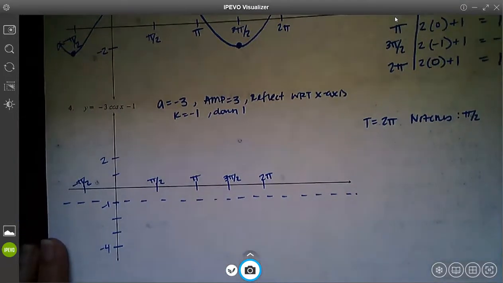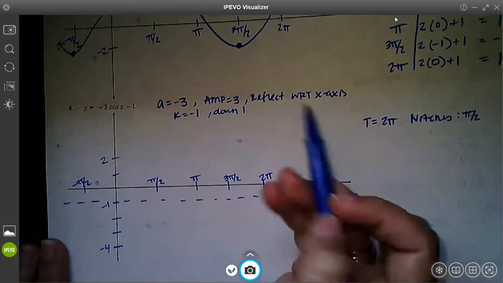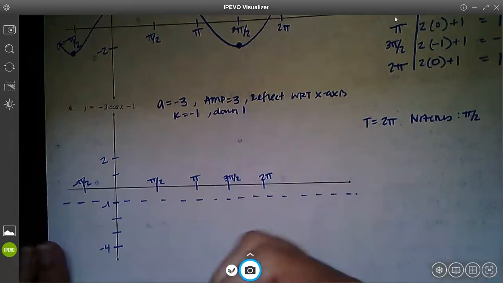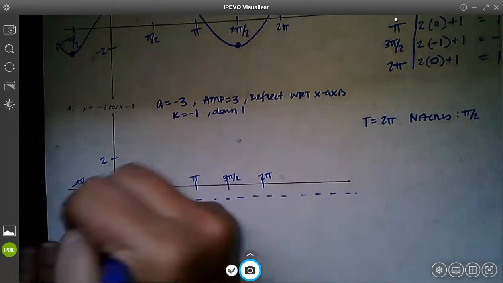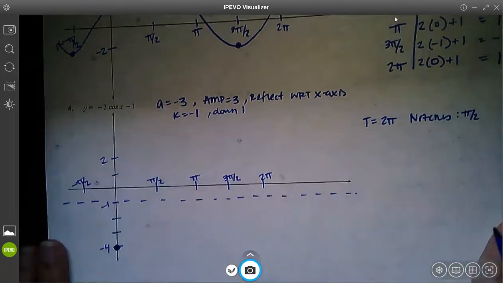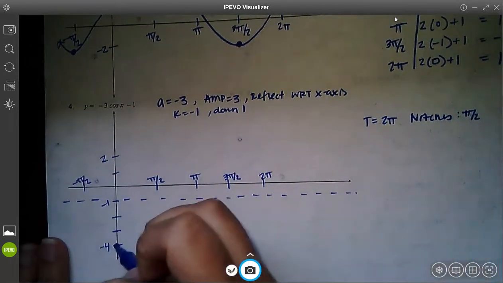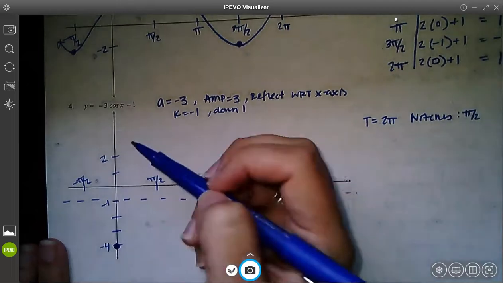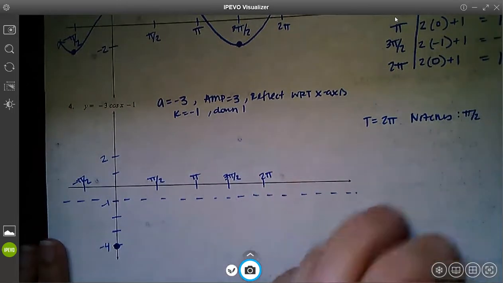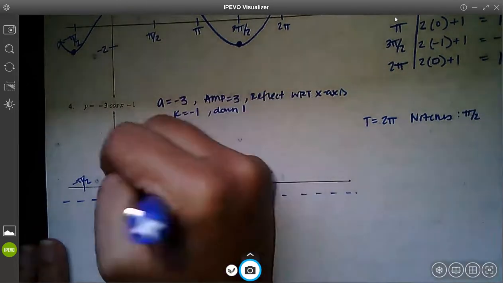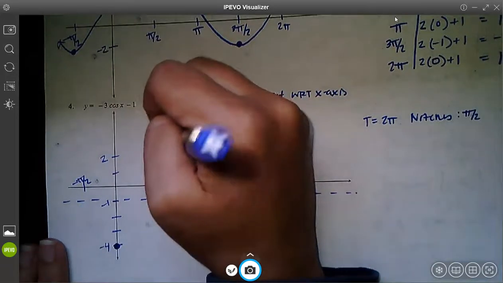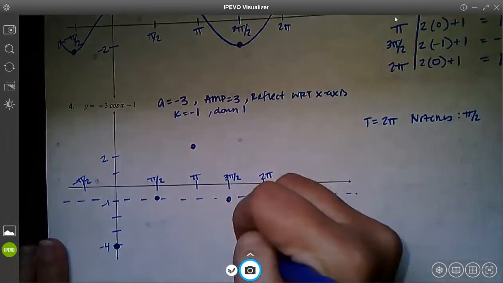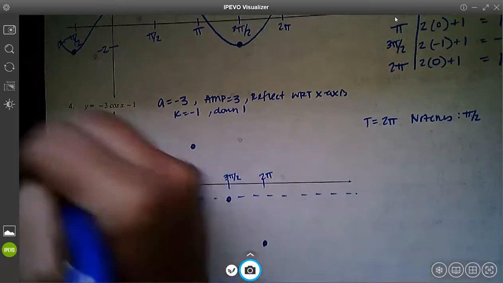And now I can use my pattern. So the only difference is with this reflection, instead of starting at my maximum like I would do with cosine, I'm going to start at my minimum. So I'm going to use my pattern, and then I'm going to go back and show you the table. Normally I started at my maximum and went down. As I reflected, I'm starting at my minimum and going up to my center line, up to my maximum, down to my center line, down to my minimum.